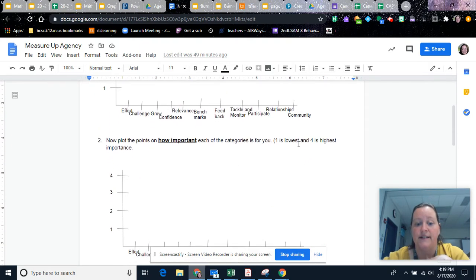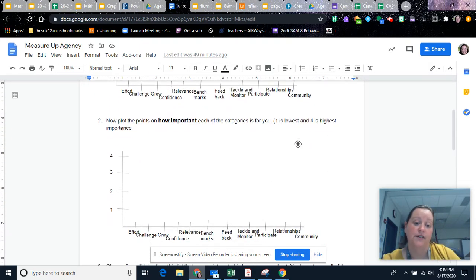Next, you're going to do kind of the same thing, except it's not how you graded yourself on where you're at right now, but how important the different categories are for you. And so when you look, 1 is the lowest importance and 4 is the highest. So thinking about on a scale of 1 to 4, how important is it that the CAPS Council members use effort to practice and grow? Is it super important that they practice and grow, or you're like, nah, I don't really care about that one? And so you'd plot a 1. Seeking challenge. How important is it that they're willing to seek challenge?